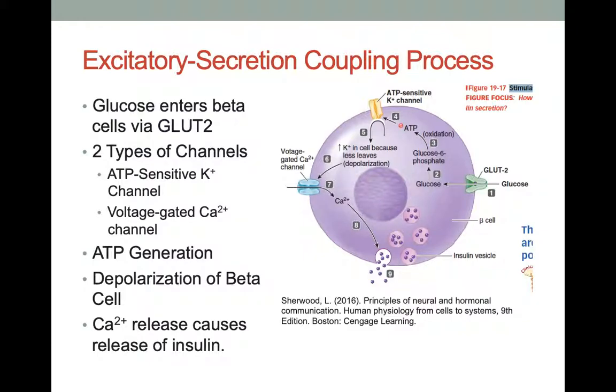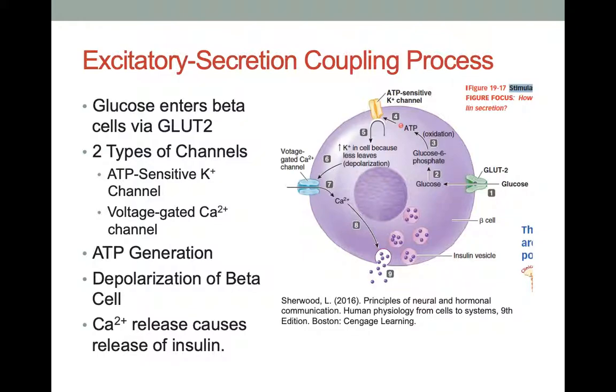Insulin can also be secreted through the action of elevated amino acid levels. Again, increased insulin enhances the entry of amino acids into cells, and that lowers their levels in the blood, and that promotes protein synthesis. We do this by generating ATP, which leads to this excitation secretory coupling.